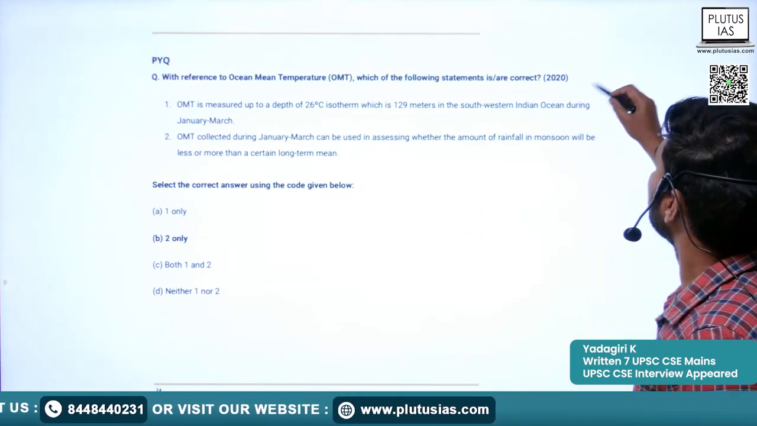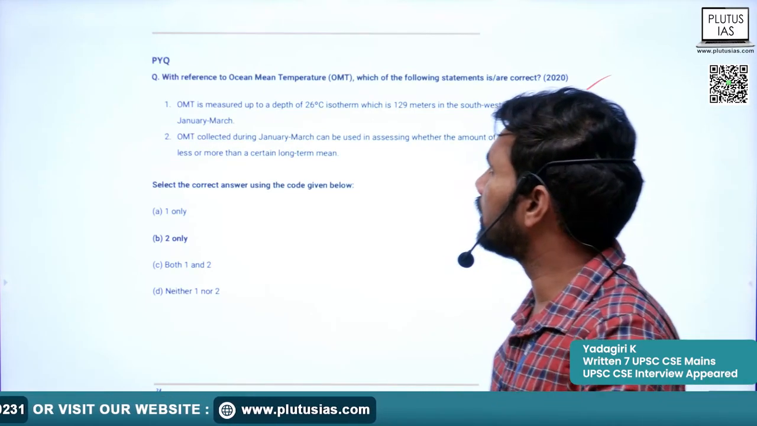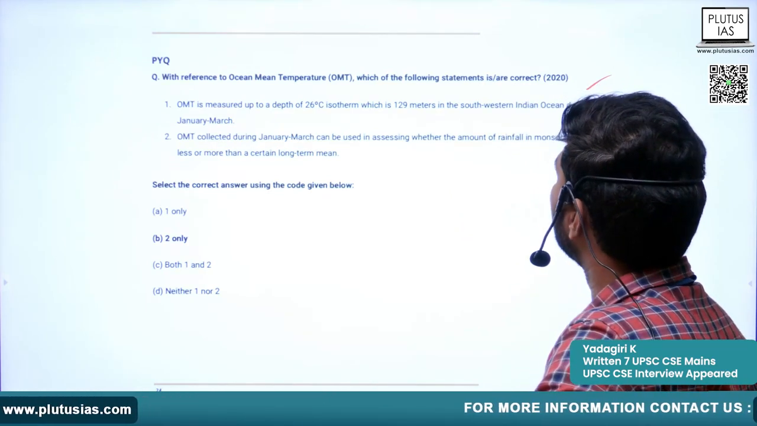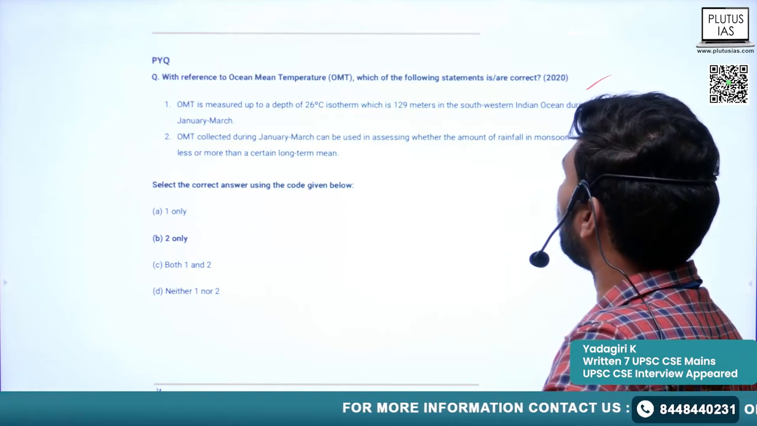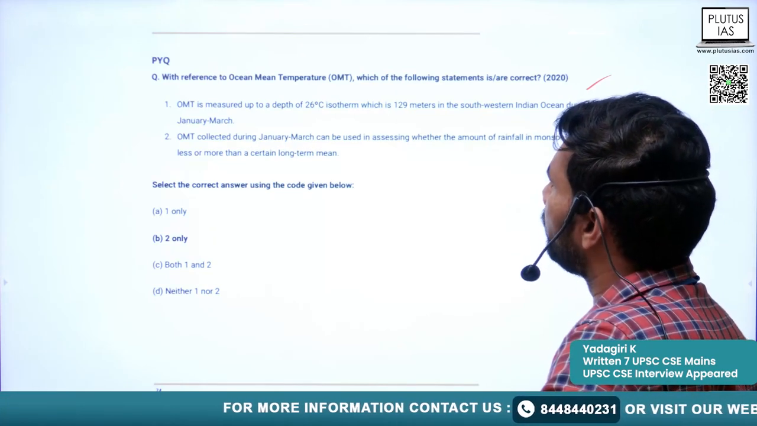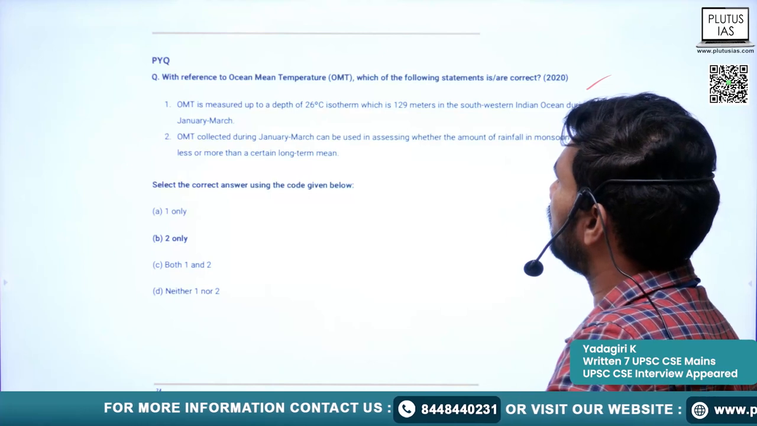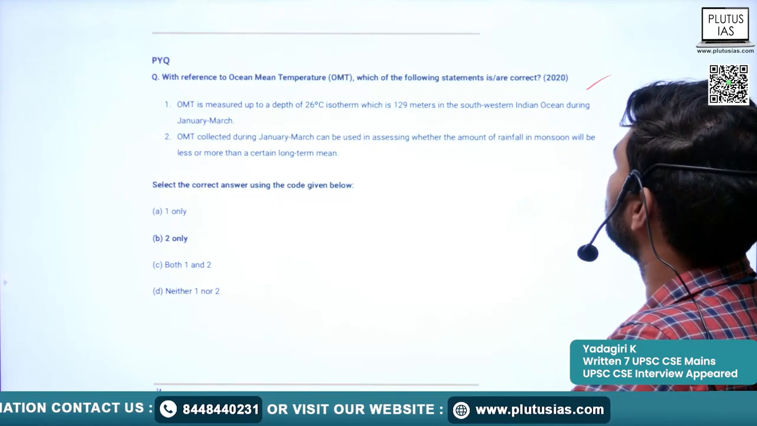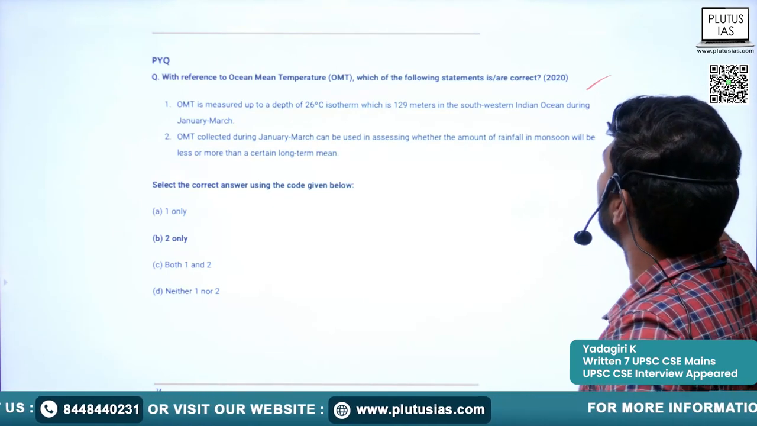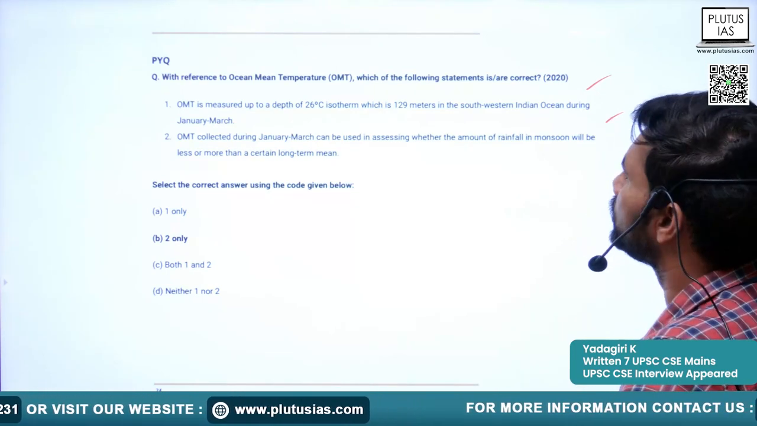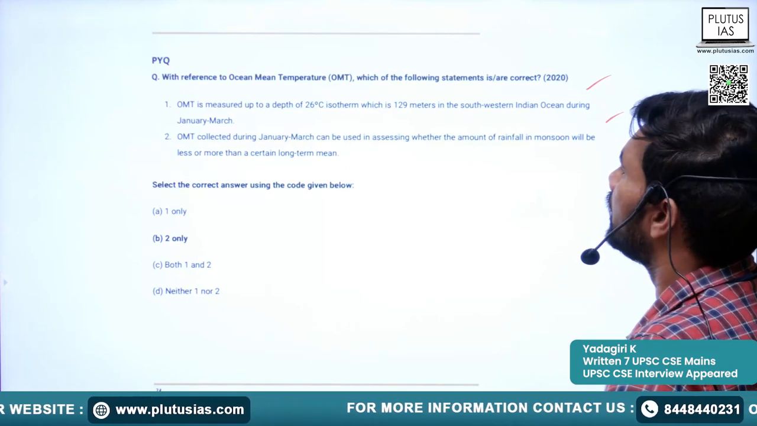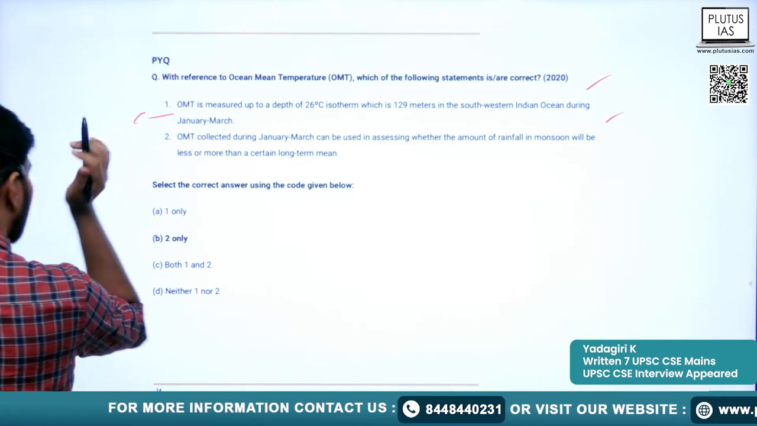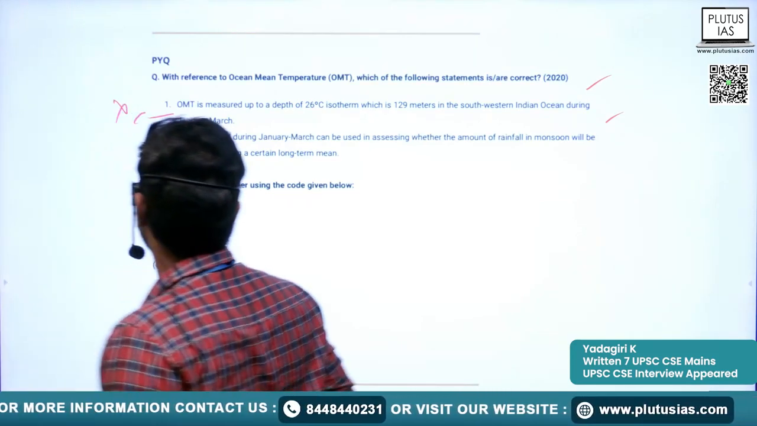First question, it was asked in 2020. The question is, with reference to the ocean mean temperatures, which of the following statements is or are correct? The OMT, ocean mean temperature, is measured up to a depth of 26 degree isotherm, which is 129 meters in the southwestern Indian Ocean, during January to March. So there are a lot of facts involved in this statement. So the statement is factually incorrect.